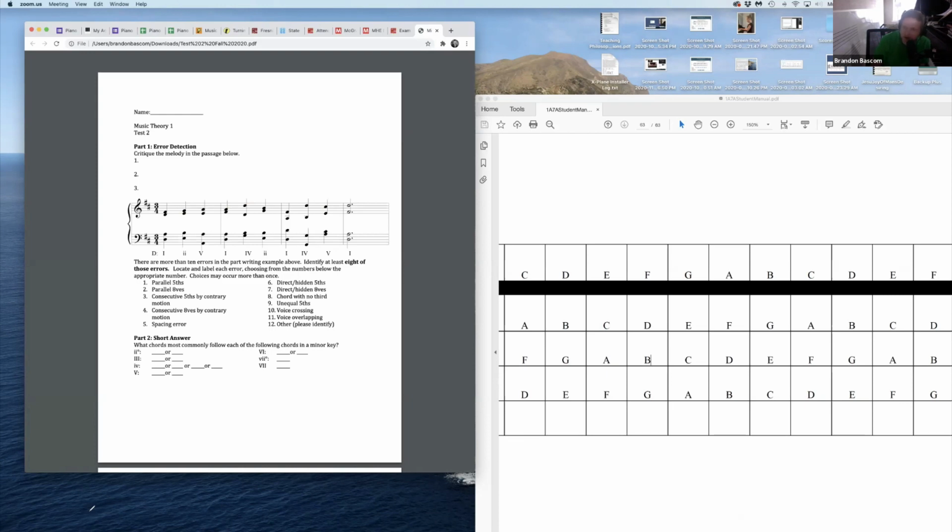Hearing none, seeing none. The next part is error detection. There are at least 10 errors. There are more than 10 errors, but you only have to figure out 8 of them. So you're going to write these numbers on the score wherever the errors occur.